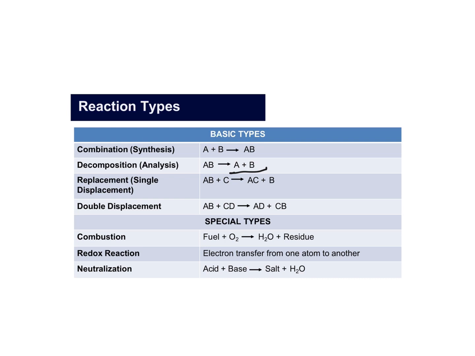When you say replacement or single displacement, that means if you have a compound and then you have one element or compound either way, in the product A and C will combine, and what's left out was B.